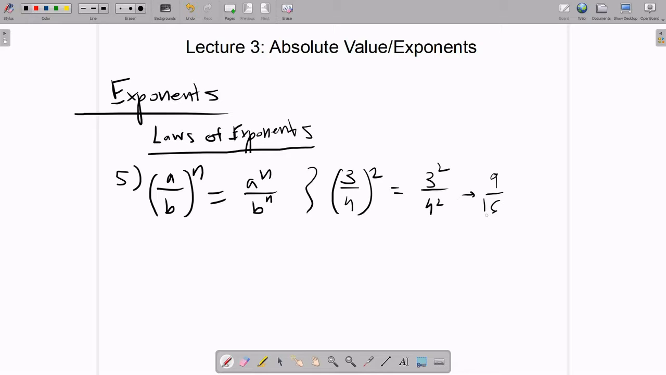I think there's 2 more laws to go. Yeah, there's 2 more laws here. The 6th law. Sorry, I lied to you. It's not really 5 laws, it's 7. A over b raised to the negative n is equal to b over a raised to the n power.